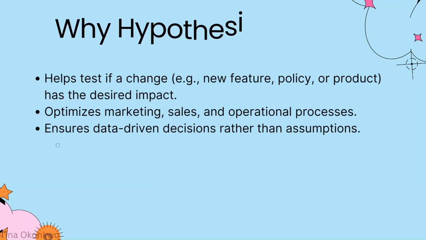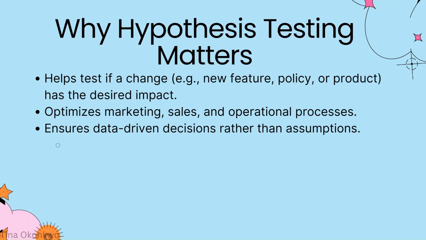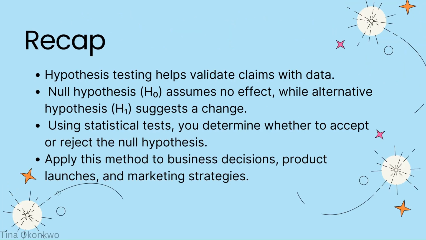To sum up everything I've been saying, hypothesis testing is about making a claim with data and deciding whether to accept or reject that claim. You work with two hypotheses: the null hypothesis, which suggests no change, and the alternative hypothesis, which suggests an effect. By following a simple process, you can make decisions with confidence based on statistical evidence.